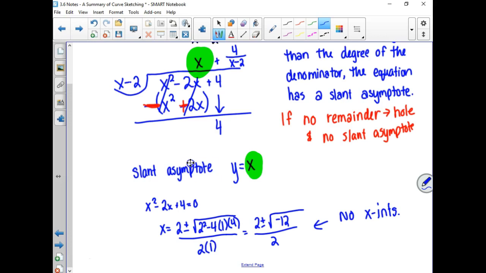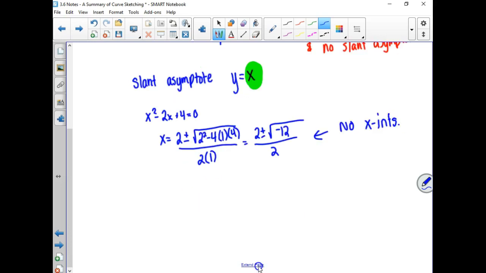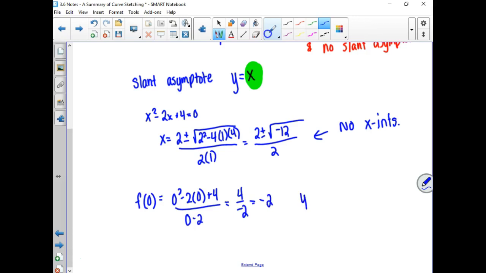Then we're going to plug in 0 to our equation to find the y-intercepts. So f of 0 would be 0 squared minus 2 times 0 plus 4 over 0 minus 2. So we get 4 over negative 2, which is negative 2. So we have a y-intercept at (0, -2).